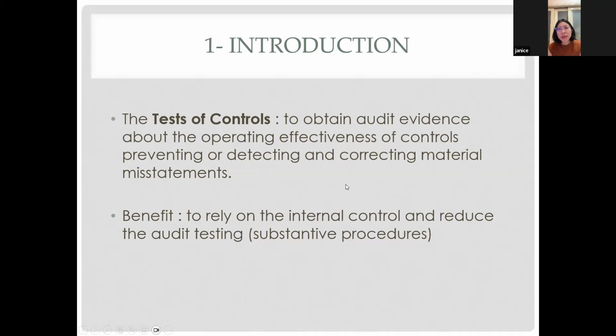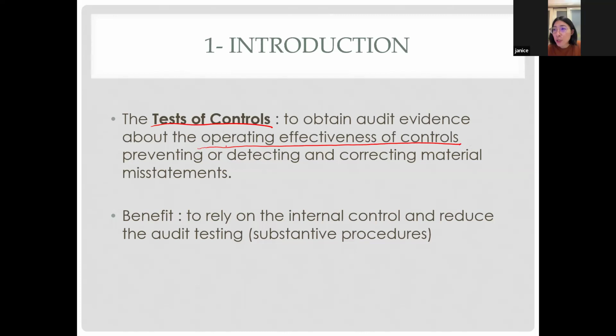I wanted at the beginning, maybe just to make sure that you can differentiate between what is a test of control and what is a substantive procedure. Both of these are methods used by the auditor to do an audit. What we have learned in chapters 8 and 9 is how to do the test of control. What is it? Again, these are definitions that you really need to remember for the exam. It's to obtain audit evidence about the operating effectiveness of control.